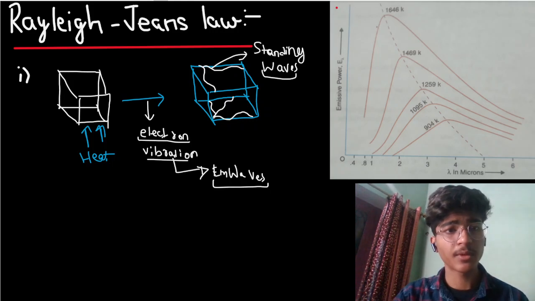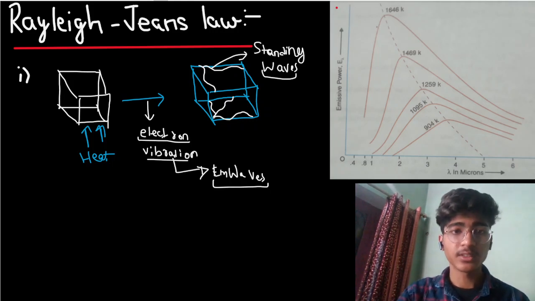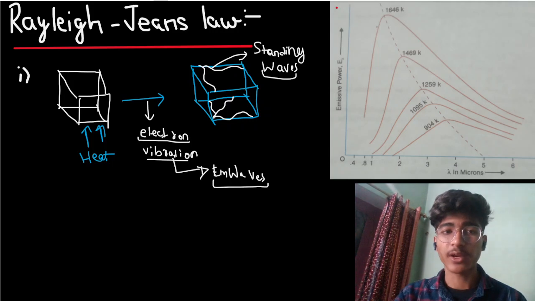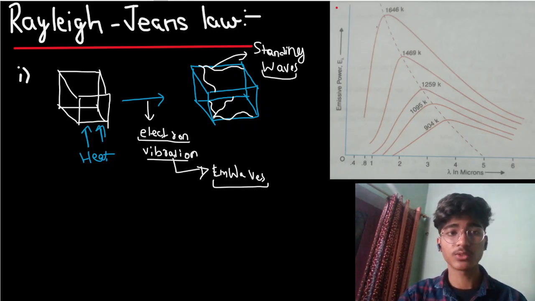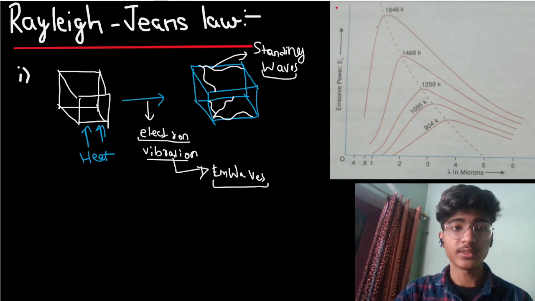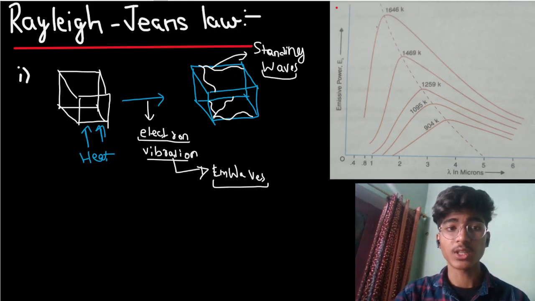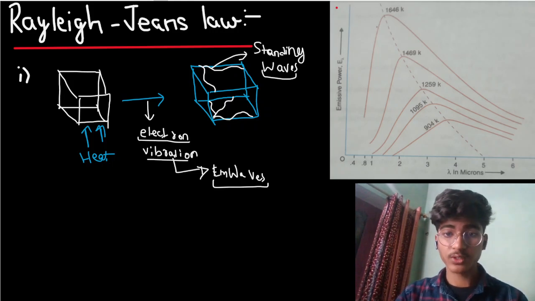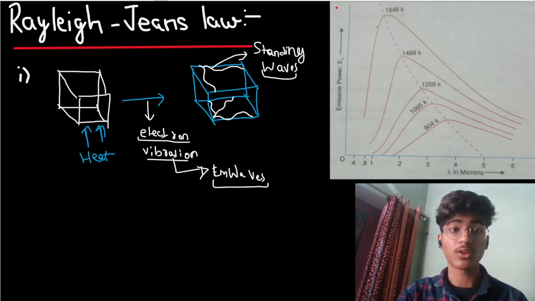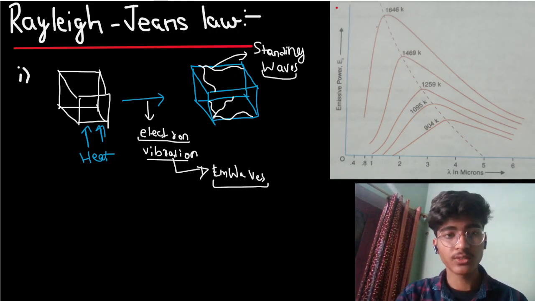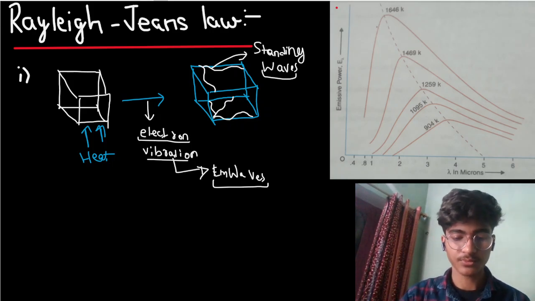This law was developed by Rayleigh and Jeans. And this particular law agrees quite well only at low frequency. It means at longer wavelength, this law is good. But at shorter wavelength, which means at high frequency, this law fails. And we are also going to study in this video how at very high frequency the Rayleigh-Jeans law fails. So that is what we will cover in today's video. So let's start.